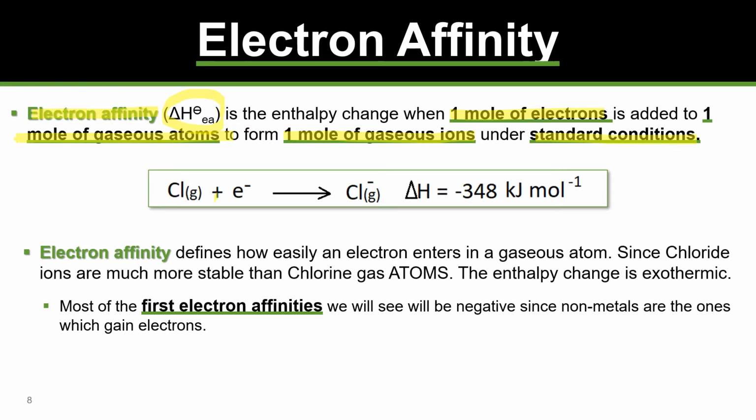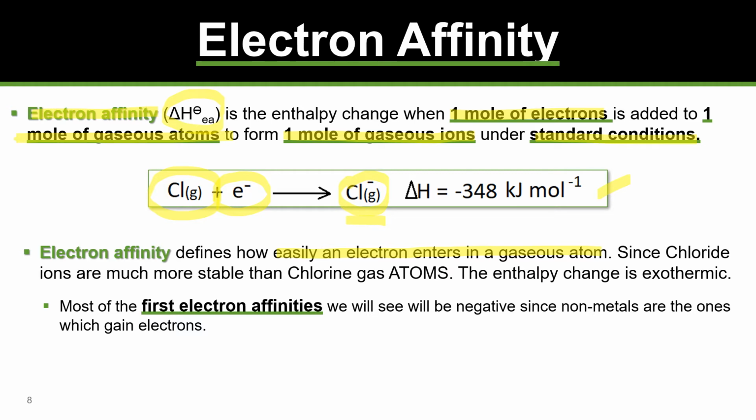In the case of the chlorine atoms, when they gain 1 electron, they are going to form the chloride ions, and the delta H in this case is negative because the chloride ions are more stable than the chlorine atoms. The electron affinity basically defines how easily an electron enters a gaseous atom.